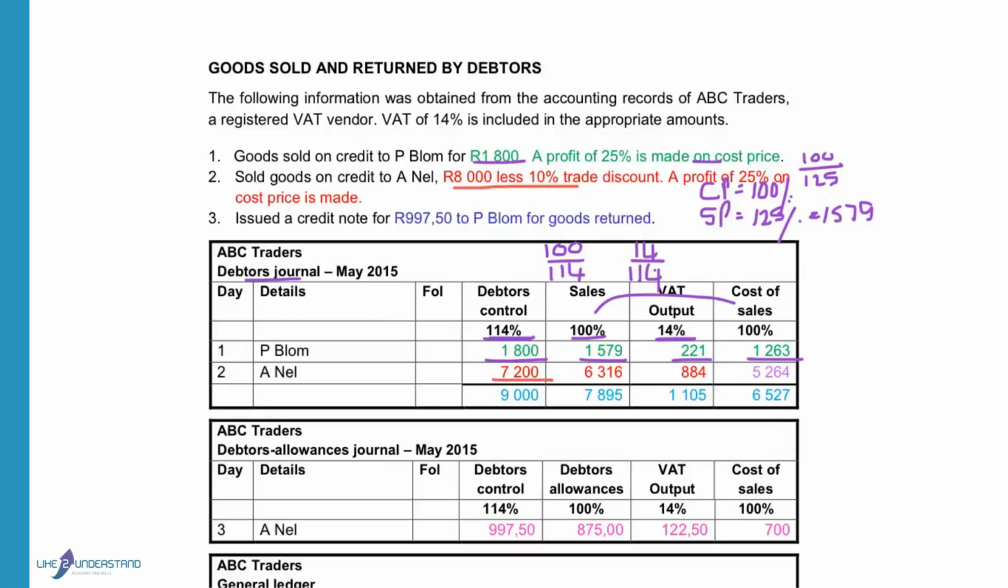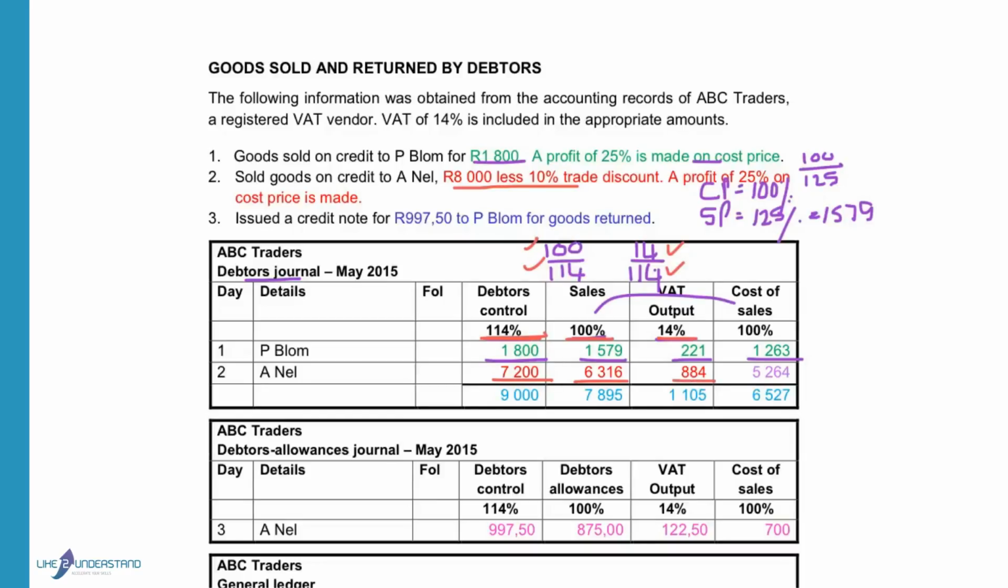On this 7,200, we have to calculate the sales price, 100 divided by 114, because we want to know what is the 100, divided by 114, times 7,200 will give me 6,316. If we want to calculate the VAT, the 14 divided by the one that we know, 114, times 6,316, and that will give me 884.